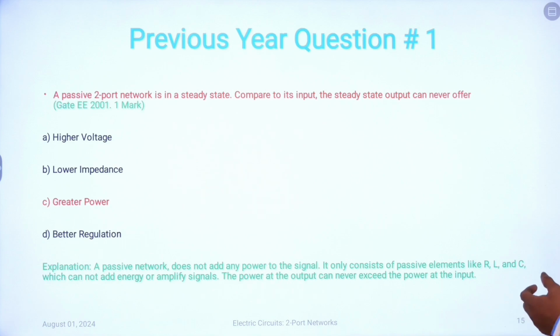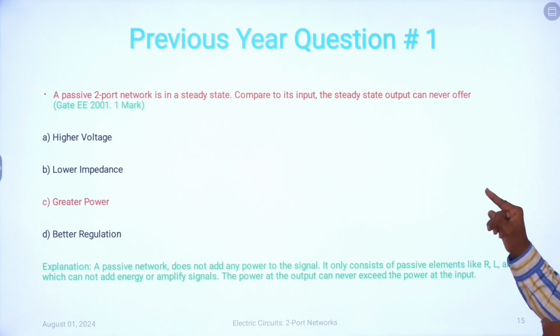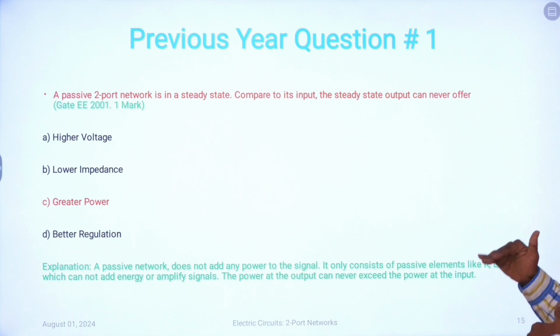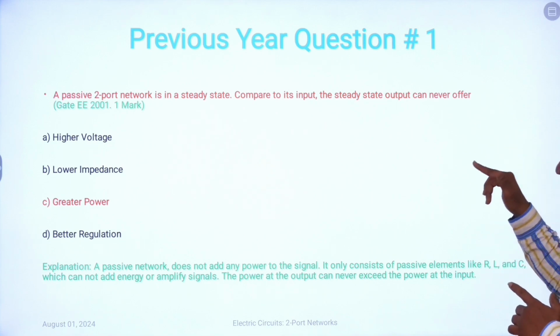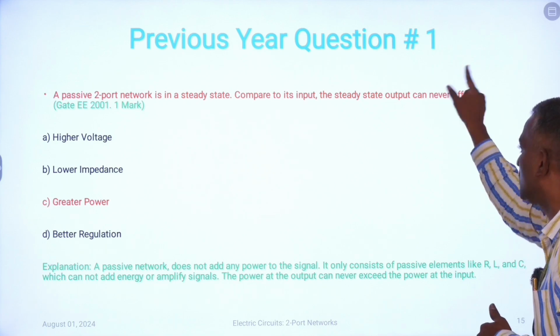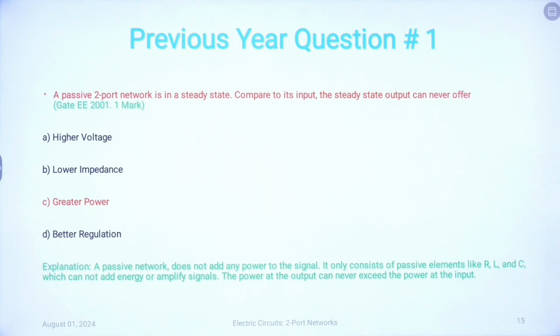Fine. So let me take the previous year questions. Let me first discuss the one mark question. This is a very nice question. A passive two-port network is in steady state. Compared to its input, the steady state output can never offer... I have to read one more time, always very carefully. The condition given is a passive two-port network in steady state. What is the question? We are going to compare with the input, the output, that is the steady state output. See the question very carefully, can never offer, that is very important.